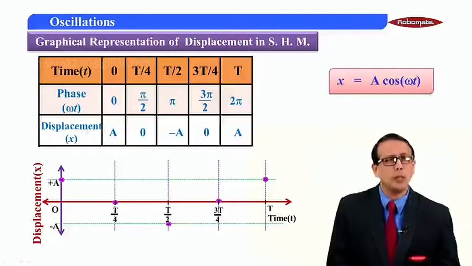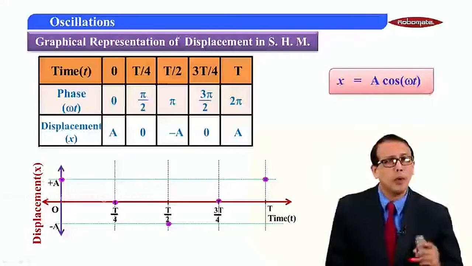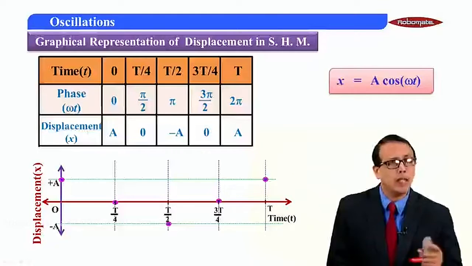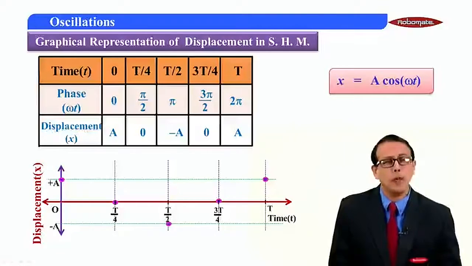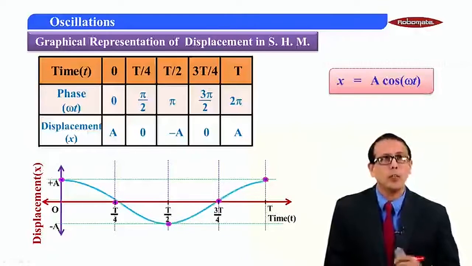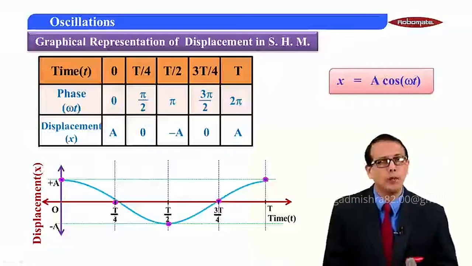Let's join these points, students. Yes, what kind of curve will we get? You can directly predict it by the formula of x. x is equal to a, where a is the peak value and the formula is cos omega t. Therefore, if I join these points, the curve will be, yes, a cosine curve. So the x versus t graph is a cosine curve.